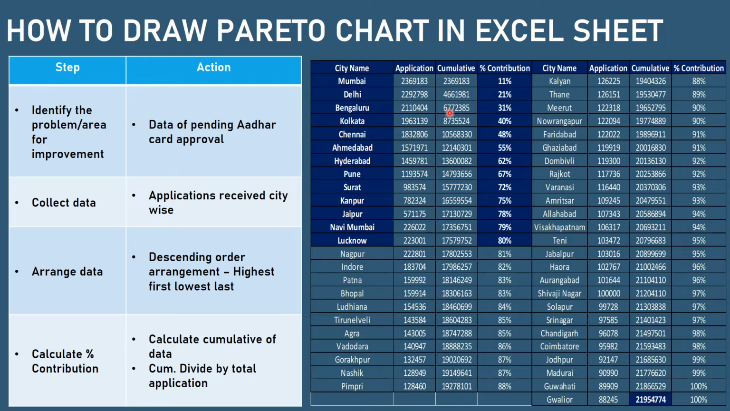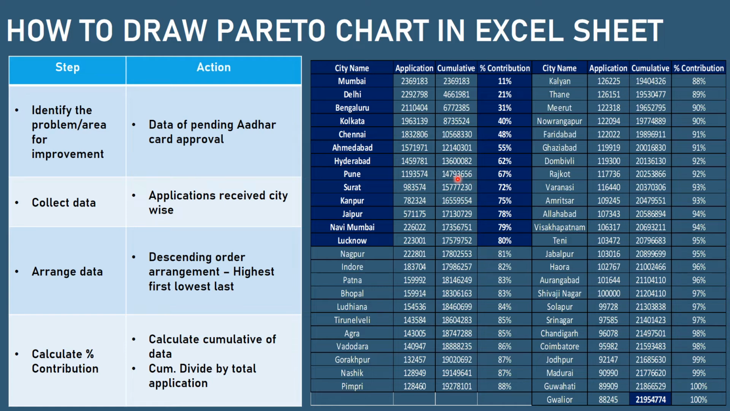What we want to do first is calculate the cumulative. Cumulative means, if you see Mumbai, the total amount is this much, and for the next city, Delhi, it is the cumulative of the previous plus the current city's total pending applications. In the same way, the cumulative is calculated for each and every city: the total summation till the previous one and the current city's total pending, both added together.